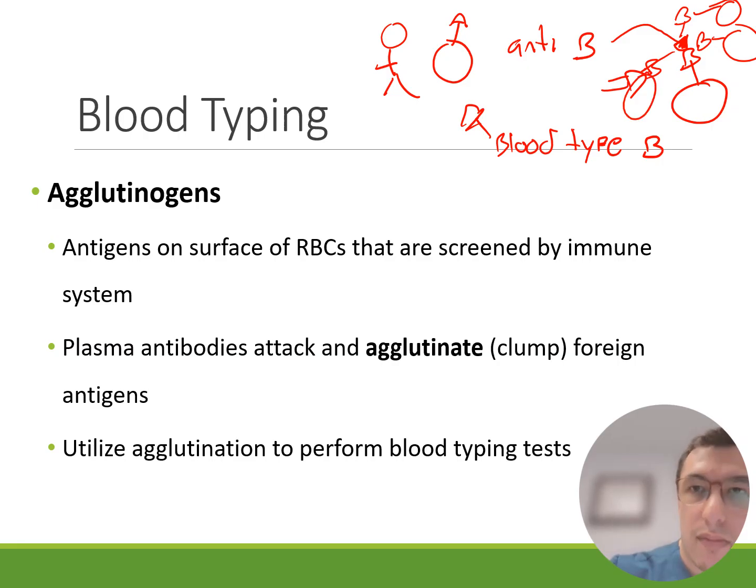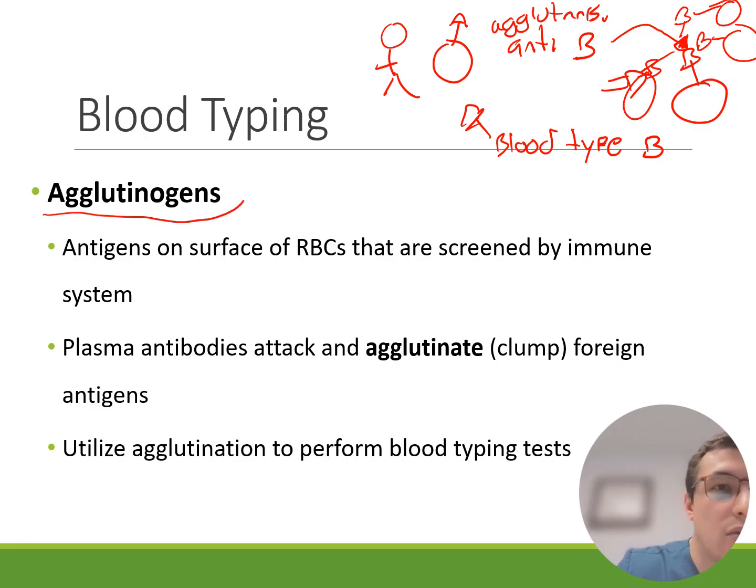And so on and so forth. It can bind up to 10 more red blood cells. So these antibodies are called agglutinins. When they bind to the surface antigen, which is what we call the agglutinogens. Agglutination means that it clumps together. It can be glued together. So in short, agglutinogens are the surface antigens in the red blood cells that are screened by the immune system.